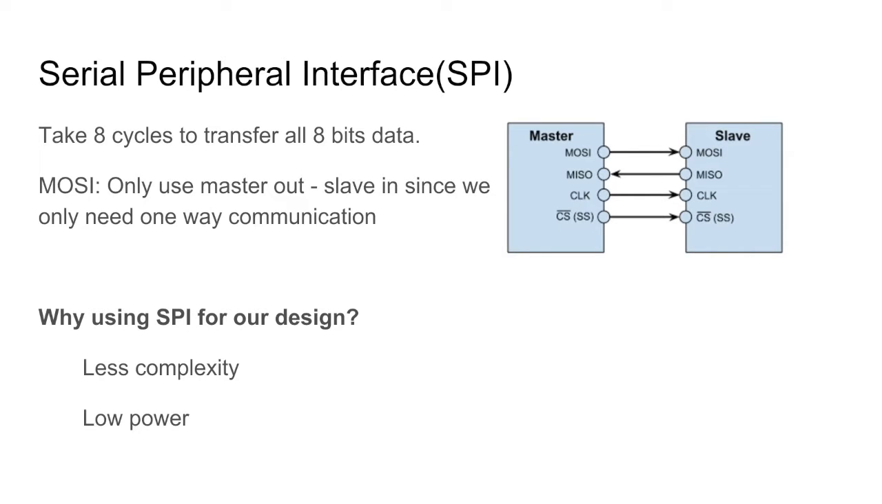We decide to use SPI because it has less complexity and lower power. Using I2C will require the address to be sent and received every time, therefore taking more clock cycles compared to SPI.